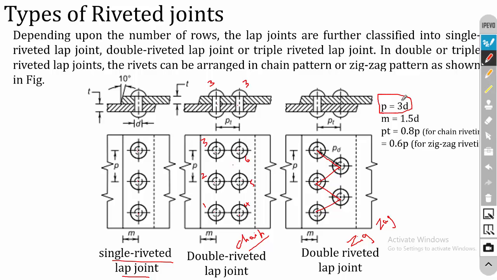In the design of rivet joints, once after calculating the diameter of the rivet, the remaining are empirical relationships. You can use the diameter for calculating pitch. So here the pitch is 3 times the diameter, and the margin is 1.5 times the diameter of the rivet. Then the transverse pitch, or the row pitch: the row pitch is 0.8 times the pitch for chain riveting, and 0.6 times the pitch for zigzag riveting. So this is a single riveted lap joint and a double riveted lap joint.